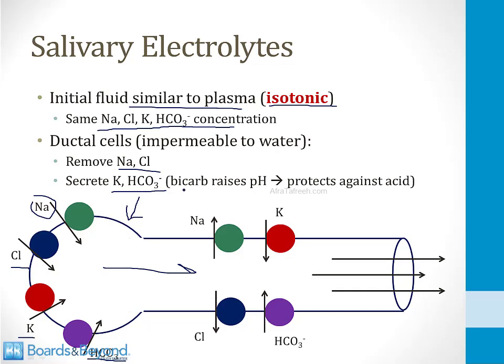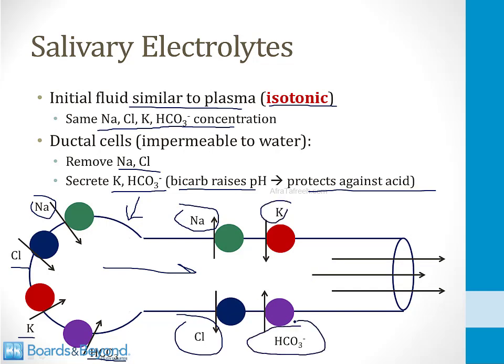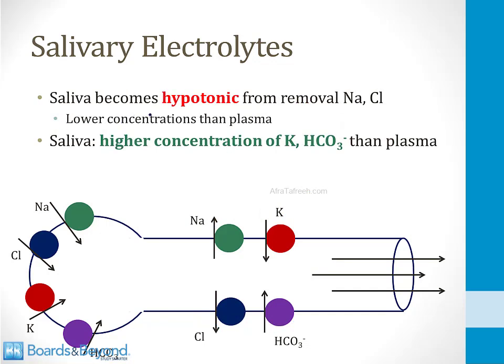The secretion of bicarb helps to raise the pH, and this protects against acid in the mouth when you eat food that can be damaging. The net result is that the fluid that reaches the mouth is going to have a lower sodium and chloride concentration than plasma and a higher potassium and bicarb concentration than plasma. So I've summarized these points on this slide here.